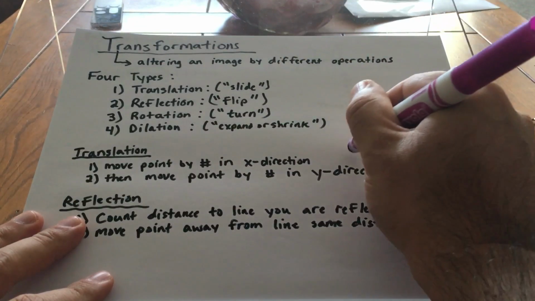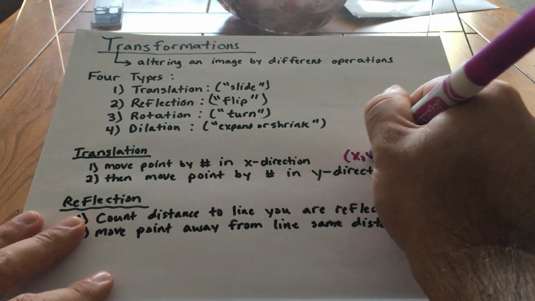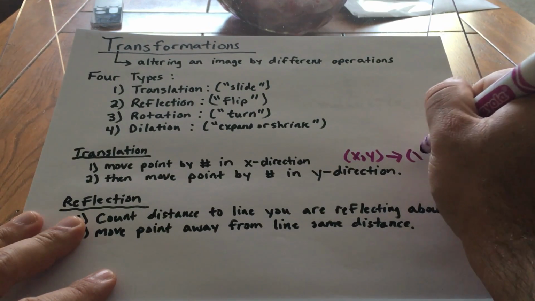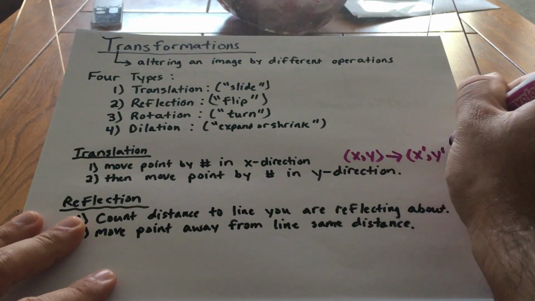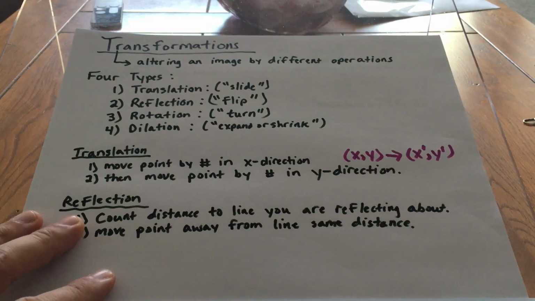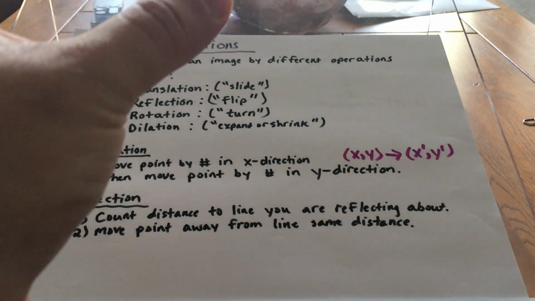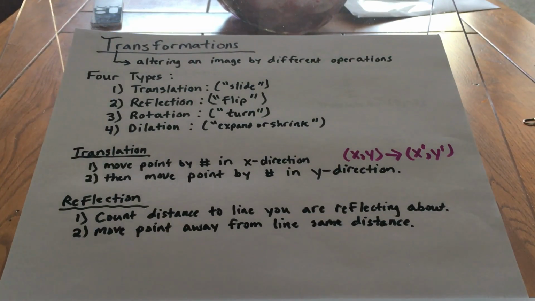Notice if our original point is (x, y), after we translate it, it'll be called (x prime, y prime). All right, that little symbol up there, that's the prime symbol. So we're going to take an (x, y) coordinate, we're going to translate it, and whatever transformation we do, we call it (x prime, y prime). Okay, so for translation, we're moving by x, then moving by y, and that's our new coordinate.